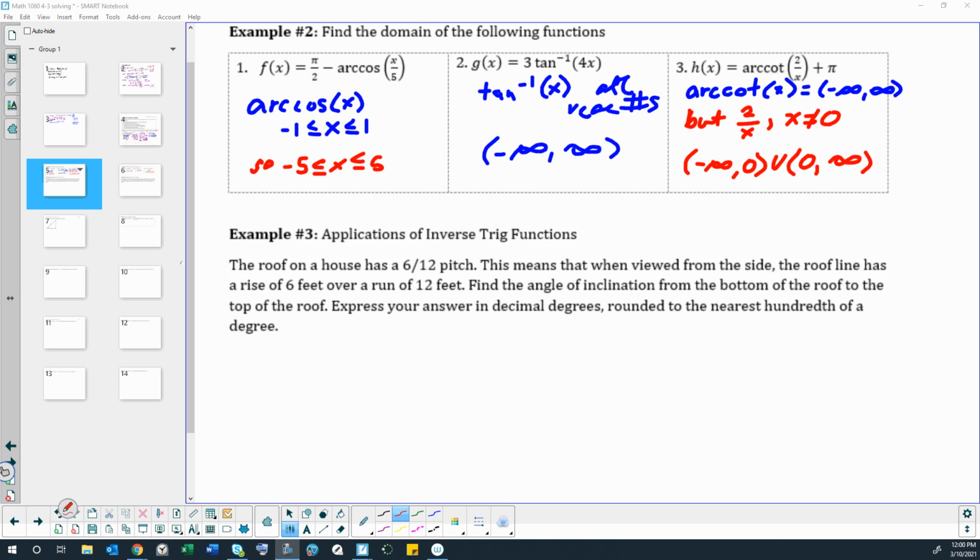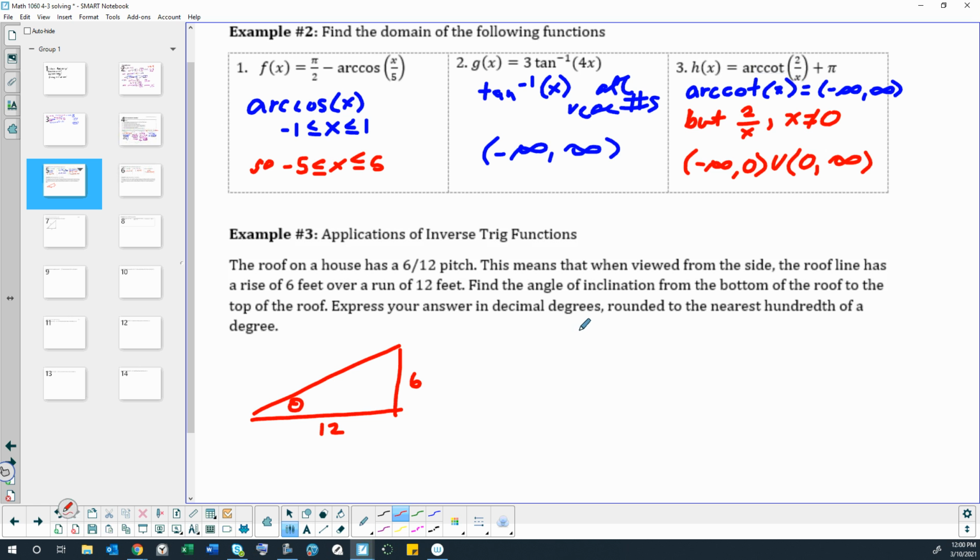The roof on a house has a 6/12 pitch. This means that when viewed from the side, the roof line has a rise of 6 feet over a run of 12 feet. So rise of 6, run of 12 means that's a 6/12 pitch roof. Find the angle of inclination from the bottom of the roof to the top of the roof.